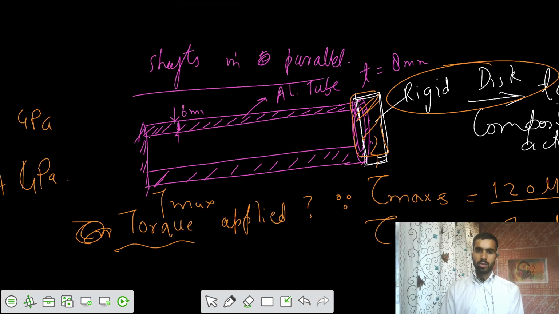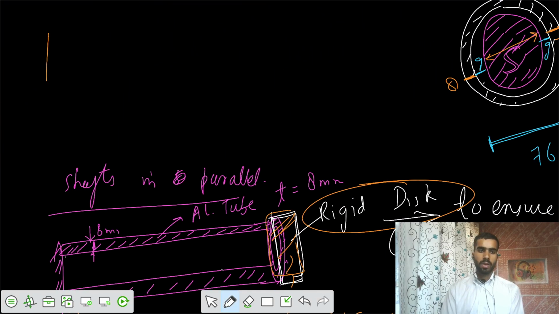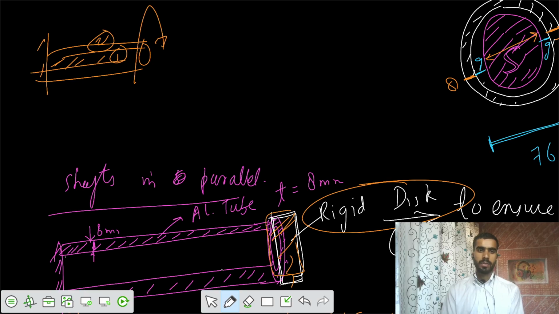So for shafts in parallel, you have shaft 1 and shaft 2. Say you apply a torque of T. The question is asking how much T you can apply, how much Tmax you can apply. So you apply the torque of T.